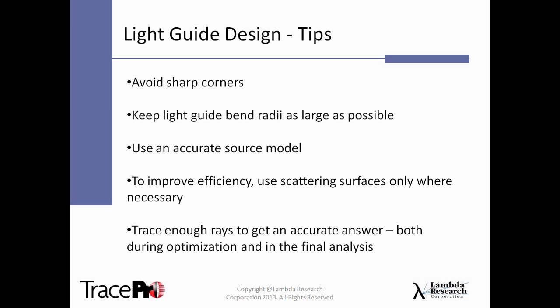To improve efficiency and keep the light inside the light guide as much as possible, use scattering surfaces only where necessary. So really only apply scattering to your output surfaces if that's the way this light guide is going to work. It's also very important to trace enough rays to get an accurate answer. This is both during optimization and in the final analysis. If you're trying to do a uniformity from a light guide and you're only tracing 1,000 rays and say only 200 or 300 are making it to your target, it's going to be very hard to determine if that's really a uniform distribution. So typically you're looking at tracing large amounts of rays to get accurate answers, especially when you get into things like uniformity and irradiance profiles.